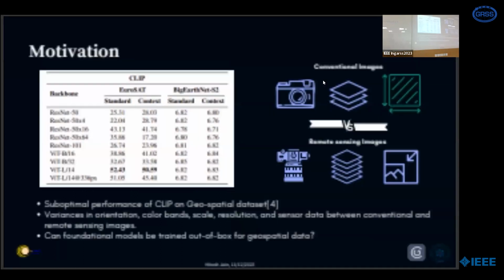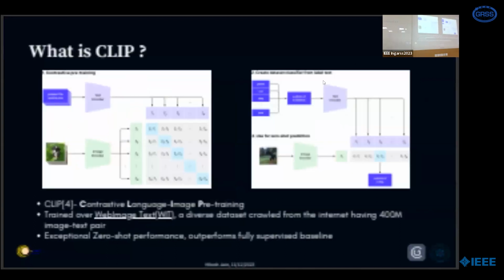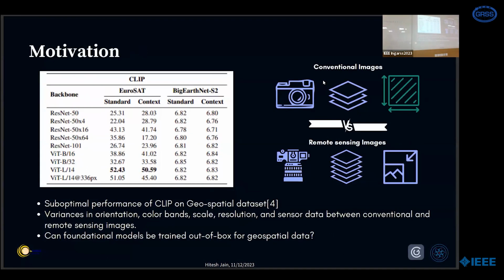Talking about the motivation, a recent paper shows how foundation models perform when they have seen satellite images. It shows the zero-shot performance of the EuroSAT and BigEarthNet S2 datasets on the CLIP model, and the performance has been pretty low. So satellite images have not been well covered when training foundation models.